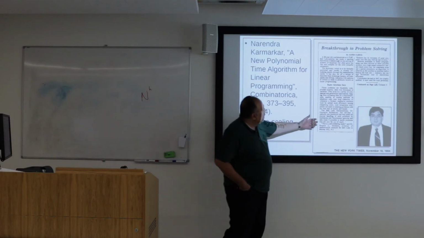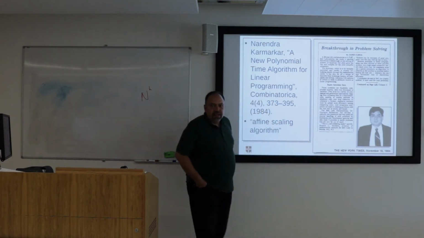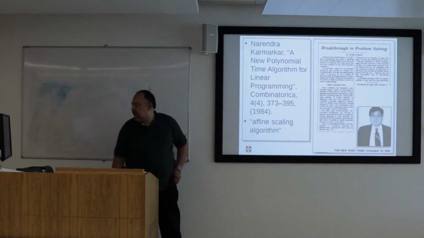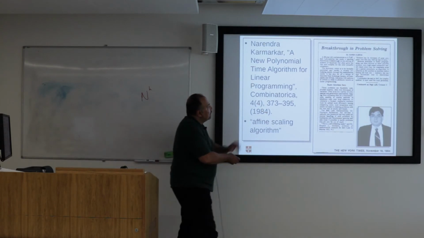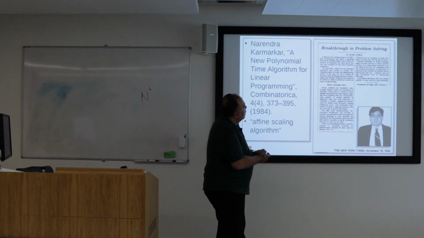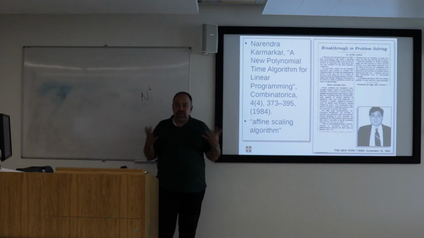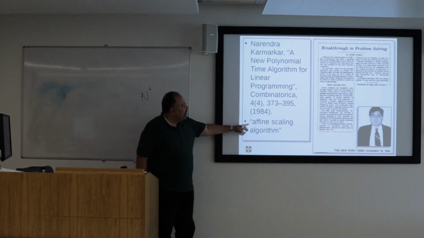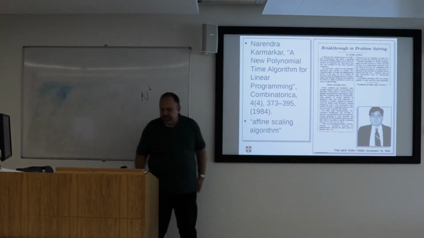And it even made the news in the New York Times. At the time, he was 28 years old. It says here, mathematician at AT&T and Bell Laboratories, and made a startling theoretical breakthrough in coming up with such an algorithm. Now, this affine scaling algorithm is more geometrically inspired, I would say.